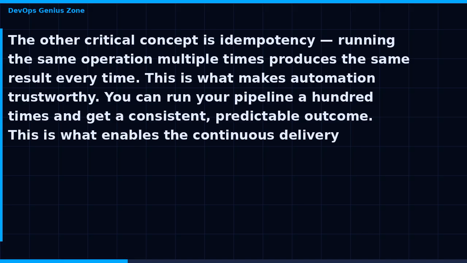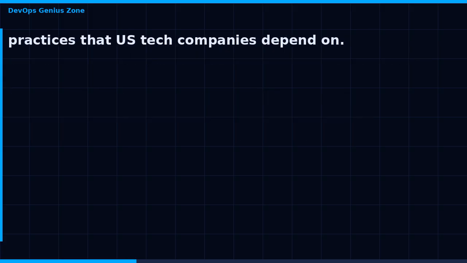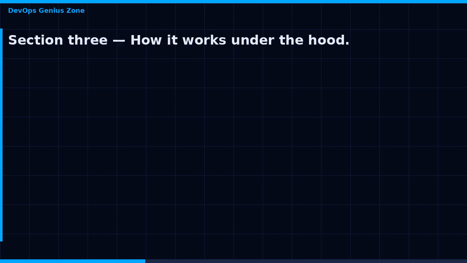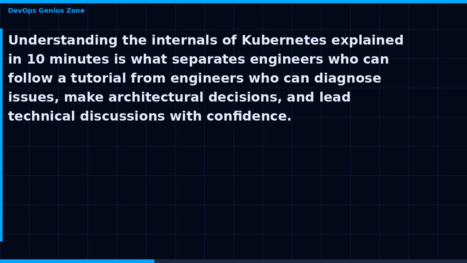Section 3: How it works under the hood. Understanding the internals of Kubernetes is what separates engineers who can follow a tutorial from engineers who can diagnose issues, make architectural decisions, and lead technical discussions with confidence. When you interact with Kubernetes, there is a control layer that receives your instructions, validates them, computes the difference between the current state and your desired state, and then executes the operations needed to close that gap. This reconciliation loop runs continuously.